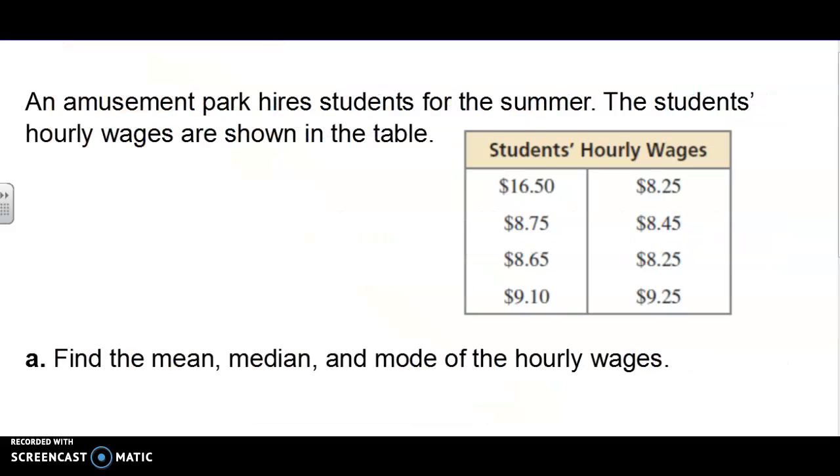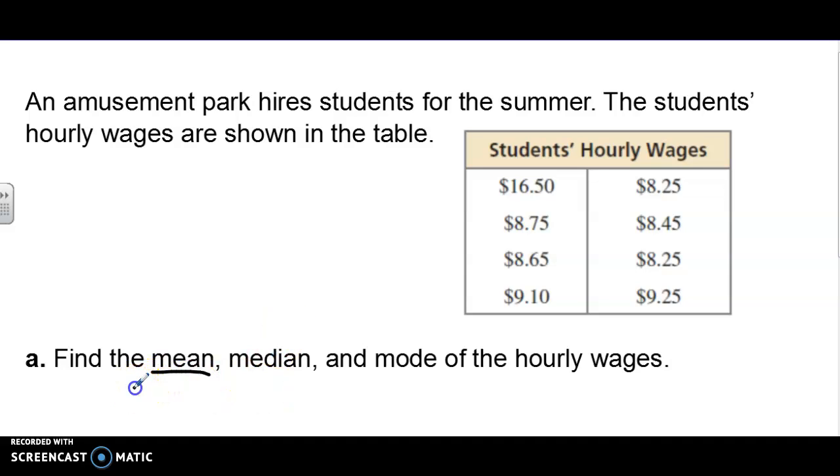All right, so first we're going to talk about it by lining this up. It says, the amusement park hires students for the summer. The students' hourly wages are shown in the table. So to find the mean, we can just add these numbers up and then divide by how many there are. I would probably use a calculator, so I'll pause the screen and add it up. And when I'm done, I will press play. If you want to pause the screen and add them up yourselves, feel free.